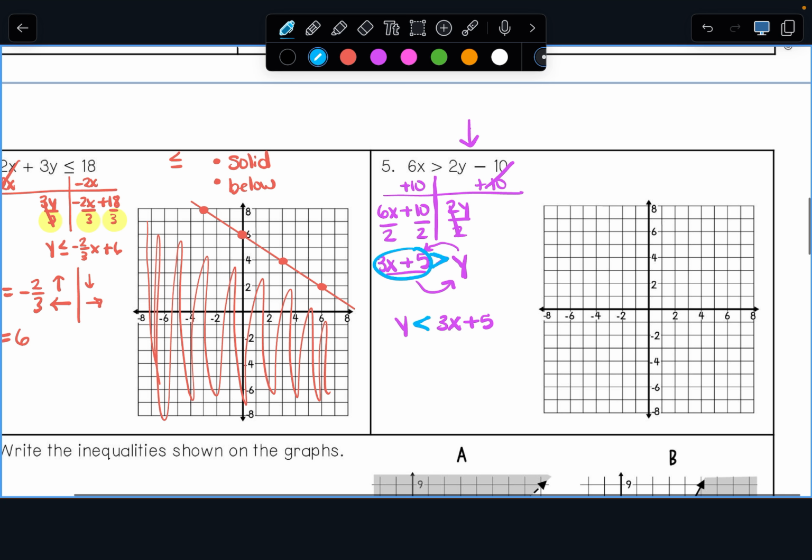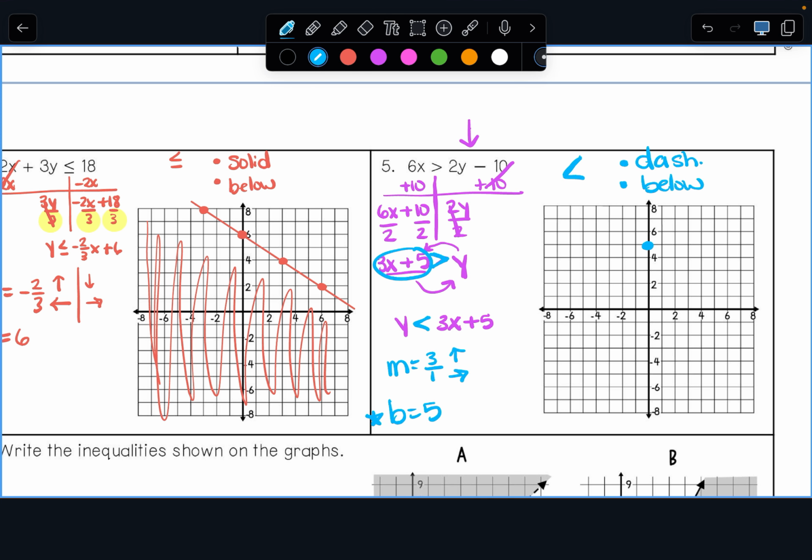All right, now we can use our inequality. Less than, solid or dashed? Dashed. Above or below? Below. Okay. My slope is what? 3 over 1. Go in what direction? Up and to the right. My y-intercept is 5. Start by plotting the y-intercept.